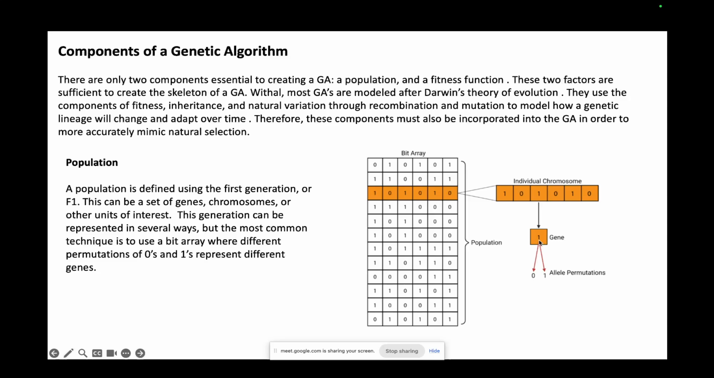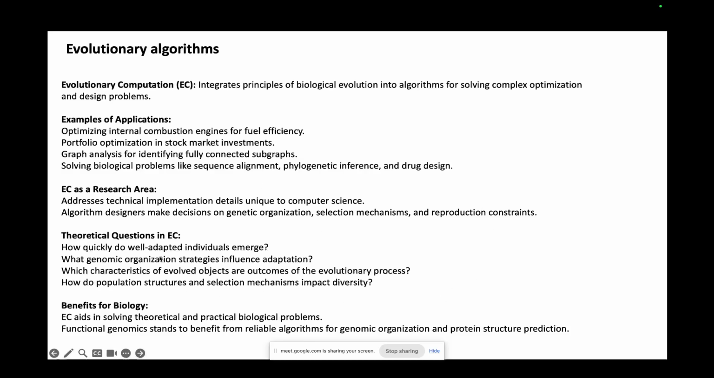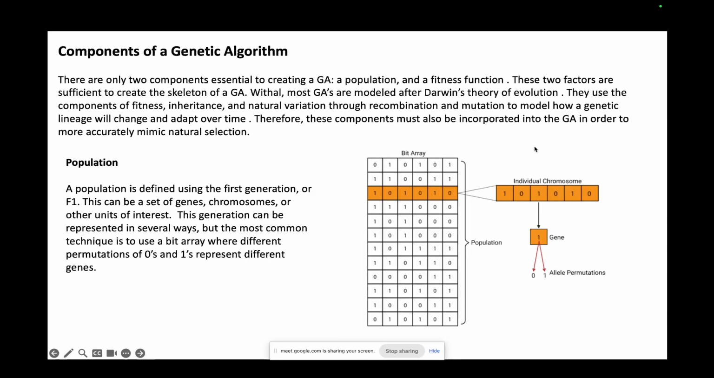So in genetic algorithms, we have majorly two components. One, population, which you can assume as a series of differential equations if you want, and a fitness function, which is the cost function that will actually optimize the algorithm. These two features are sufficient to create the skeleton of the genetic algorithm. Most genetic algorithms are modeled after Darwin's theory of evolution, asking similar questions to those asked during evolutionary processes. They use components of fitness, inheritance, and natural variation, and through recombination and mutation they model how a genetic lineage will change and adapt over time. Therefore, all these components must be incorporated into genetic algorithms in order to more accurately mimic natural selection.